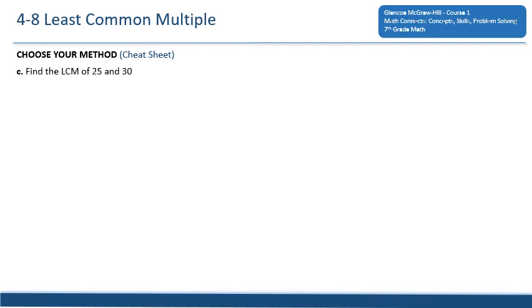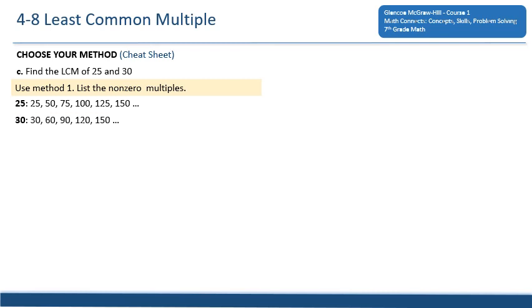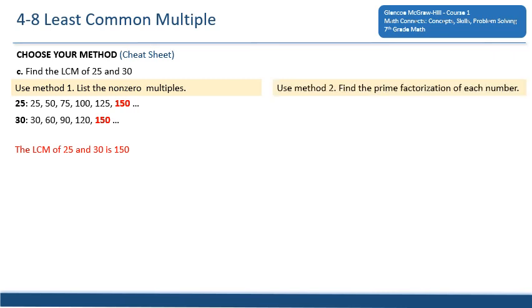Find the least common multiple of 25 and 30. So the first method is we'll list the non-zero multiples. So 25, 50, 75, 100, 125, 150. And then for 30, we'll list the multiples 30, 60, 90, 120, 150. 150 is the least common multiple of 25 and 30.